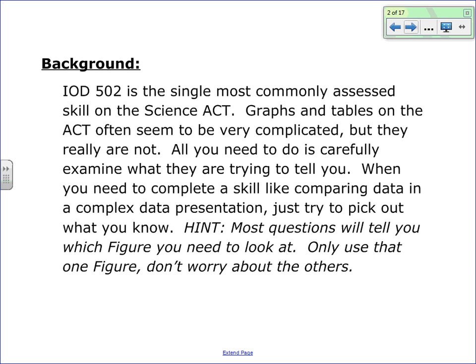When you need to complete a skill, like comparing data in a complex data presentation, just try to pick out what you know. Most of the questions will tell you which figure or table you need to look at. Only use that one figure or table. Don't worry about the others. All right, this is where your halt skills really come into play, because a lot of times you'll see crazy looking data and it's really not that bad if you can halt it.